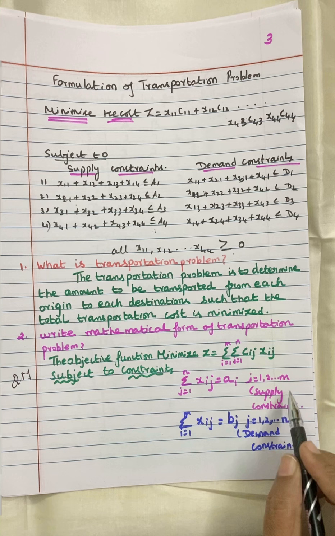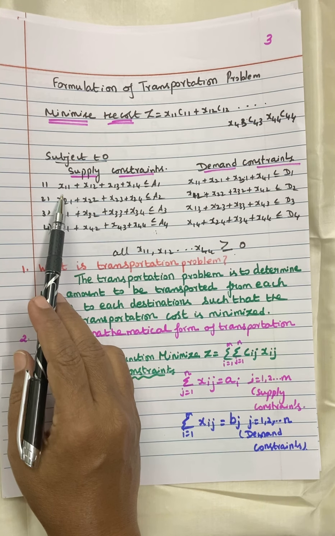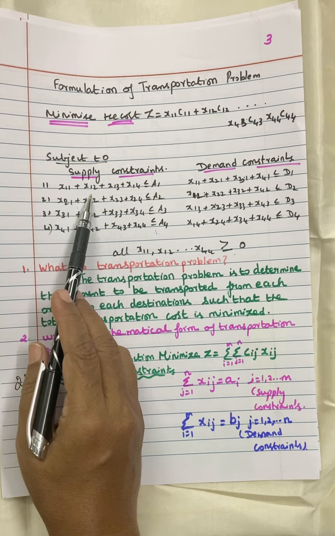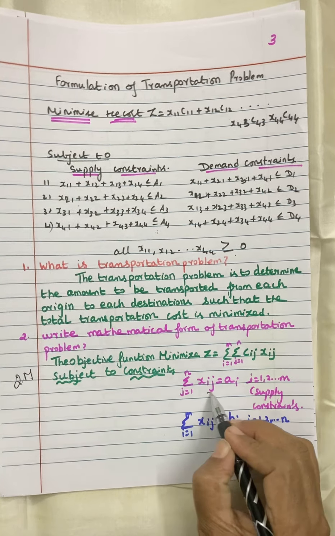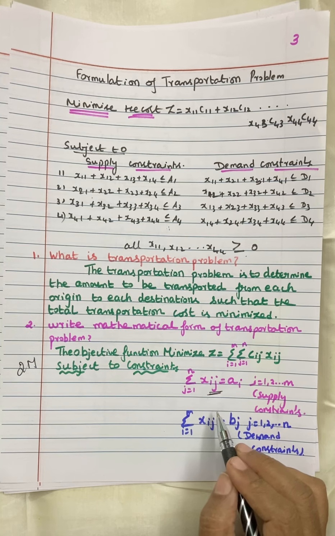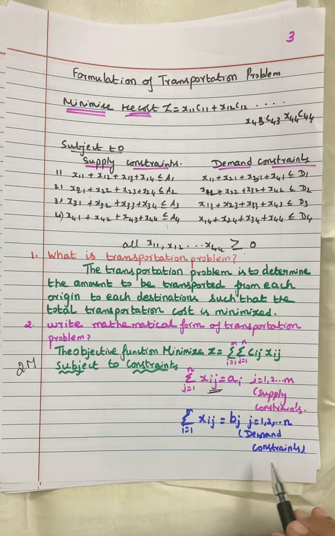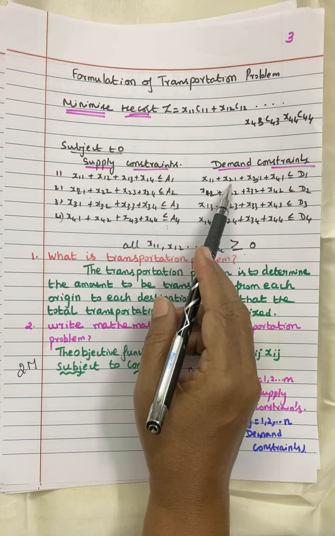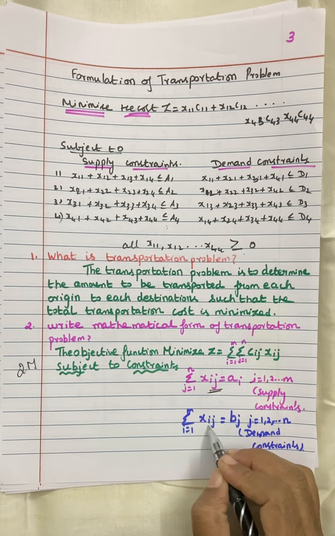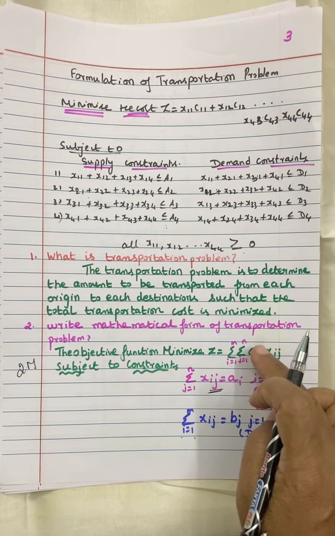And the supply constraint is, we know the supply constraint. See, which actually changes here? X11, X12, X13, X14. The second element changes. So j is from 1 to n. This is called ai, availabilities. And the demand constraint is this, in which the first element changes. So i changes. i is from 1 to m. Okay. So this is the demand constraint.